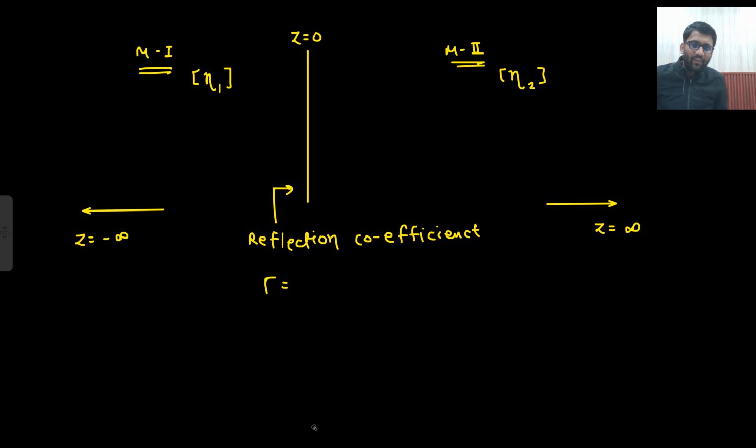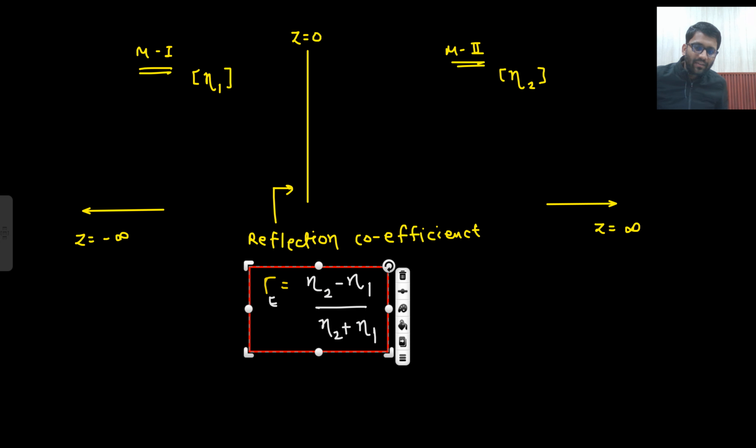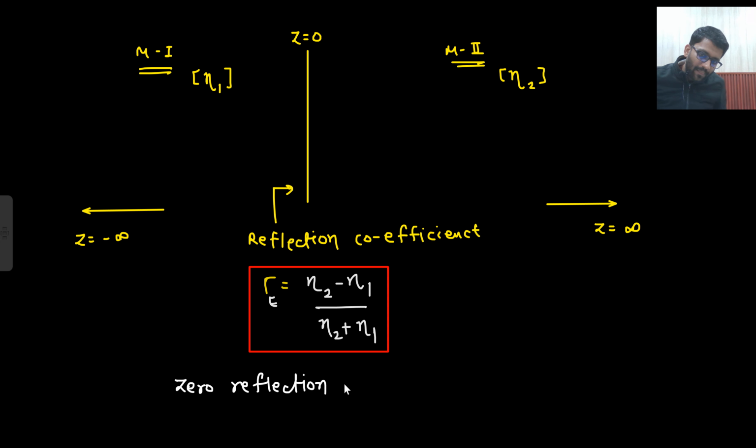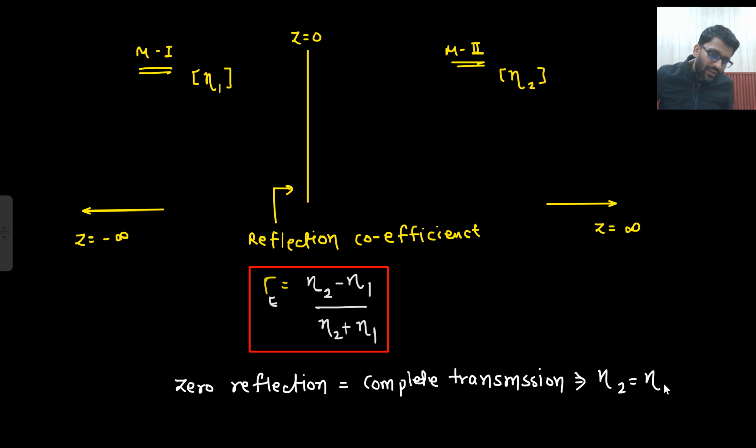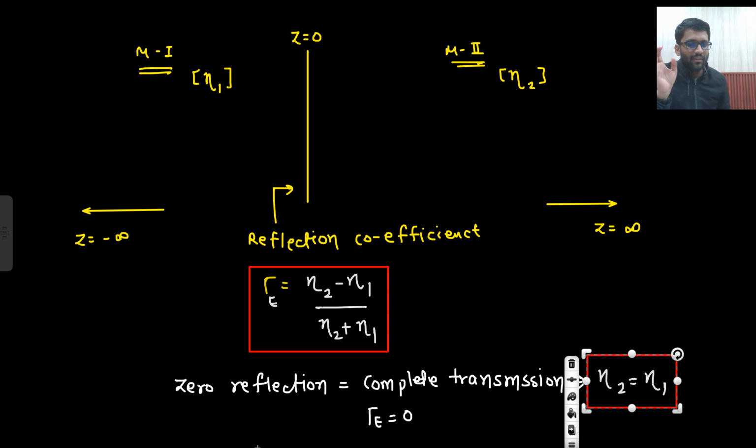In the previous slide, I want to write the reflection coefficient. So what was the reflection coefficient? Reflection coefficient was neta 2 minus neta 1 divided by neta 2 plus neta 1. And what was the condition for zero reflection, or you can say complete transmission? The condition was neta 2 should be equal to neta 1. Because if you want the reflection coefficient to be 0, that means neta 2 should be equal to neta 1. This was the condition, right?